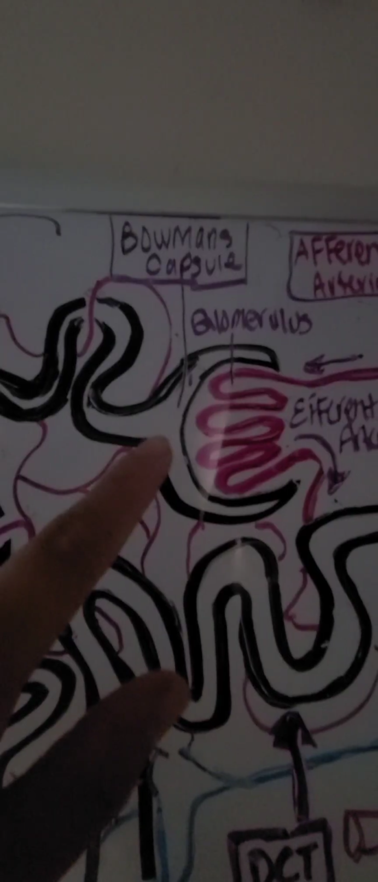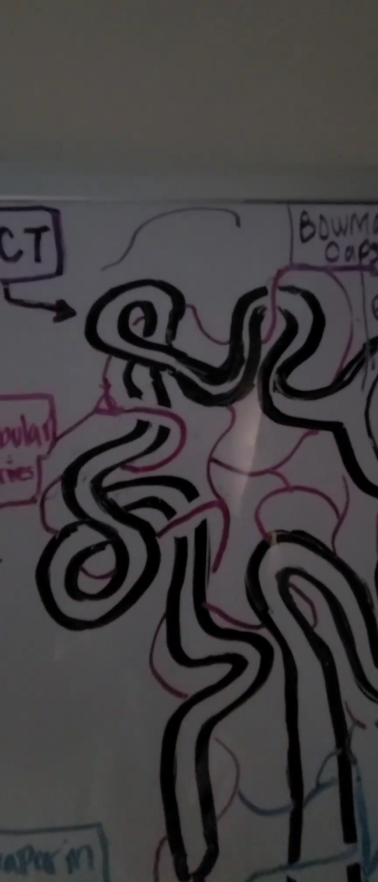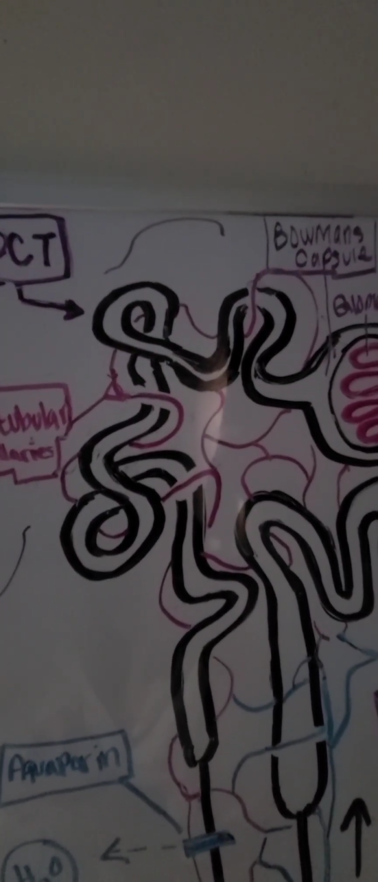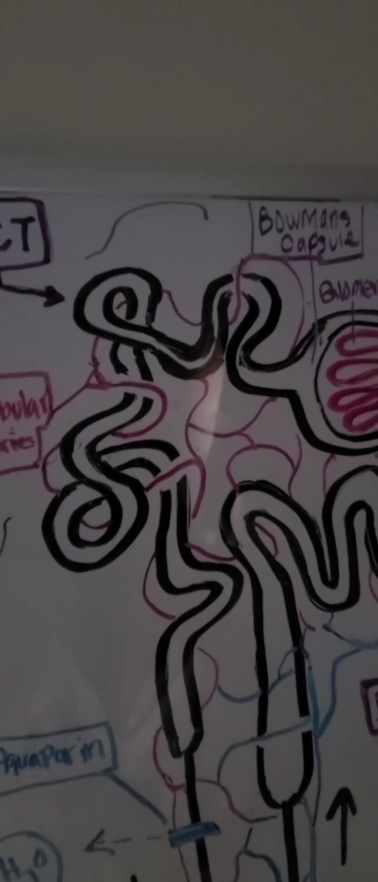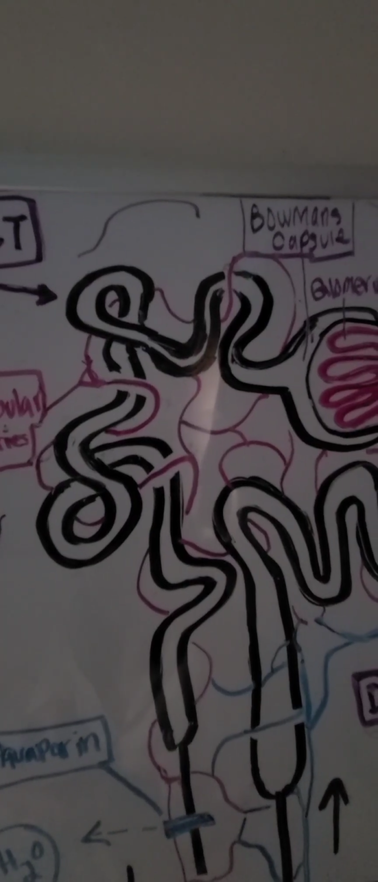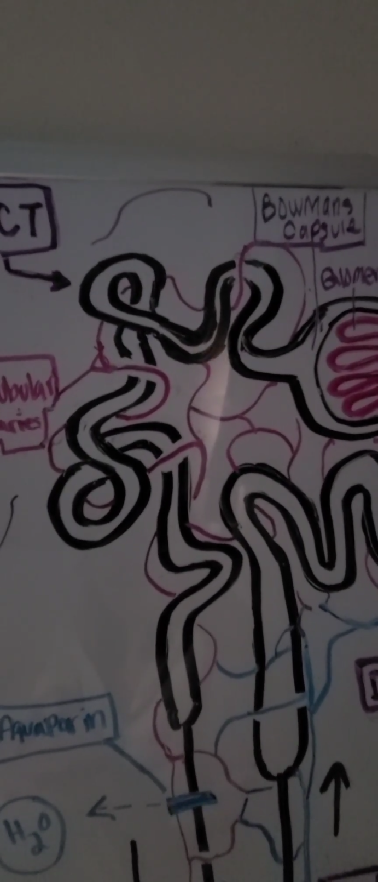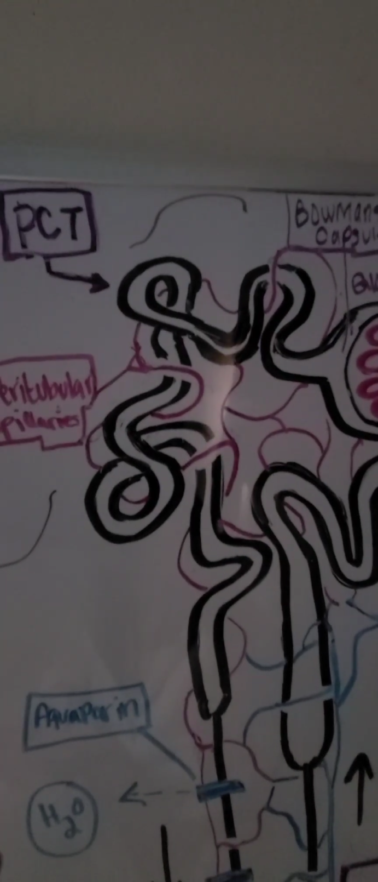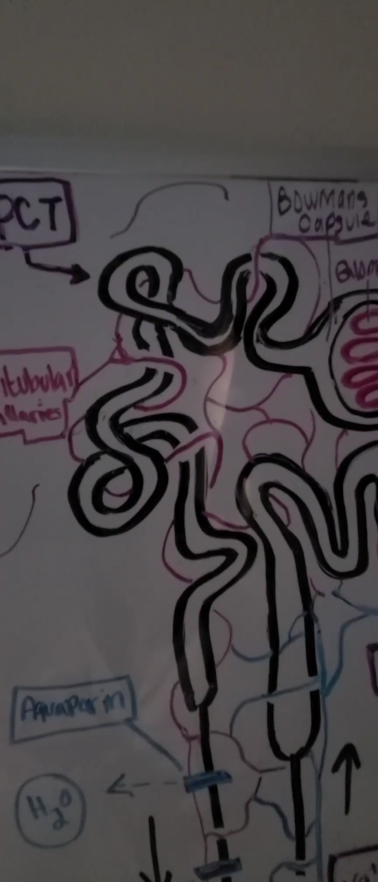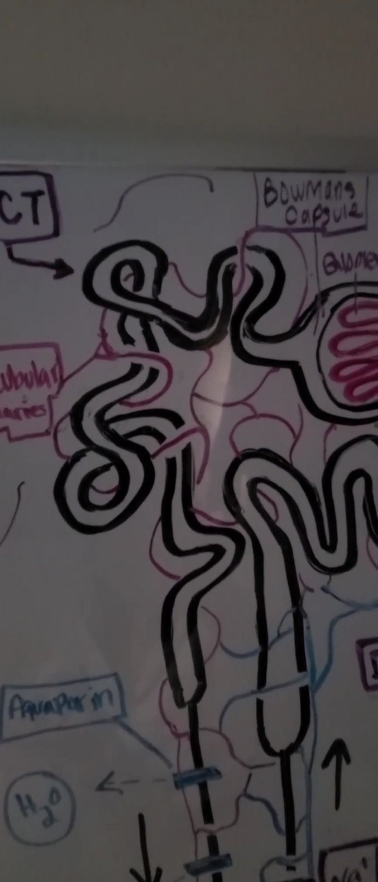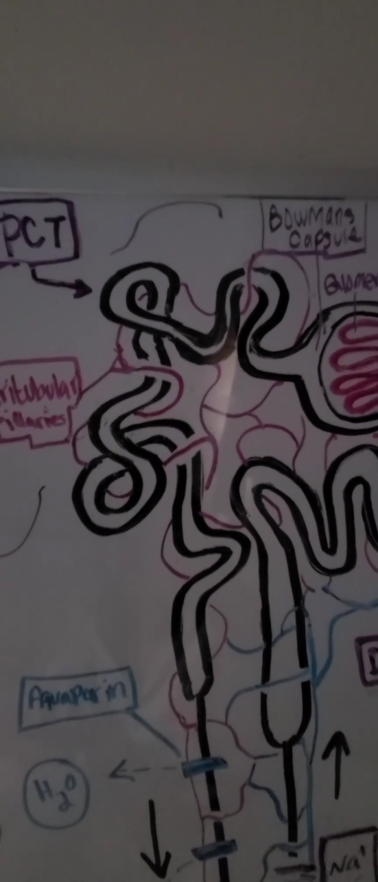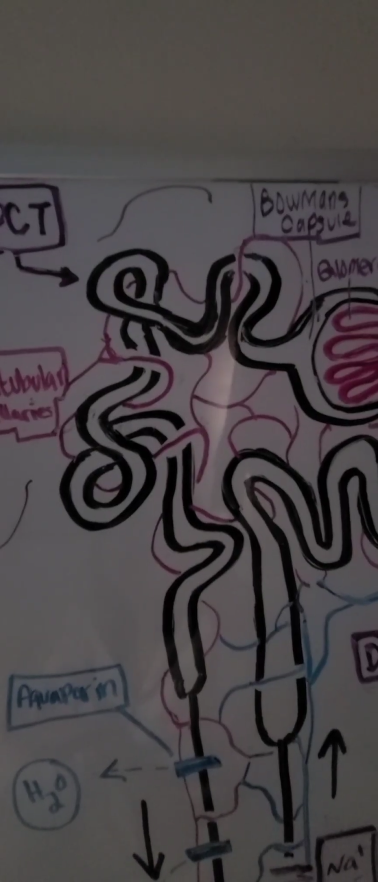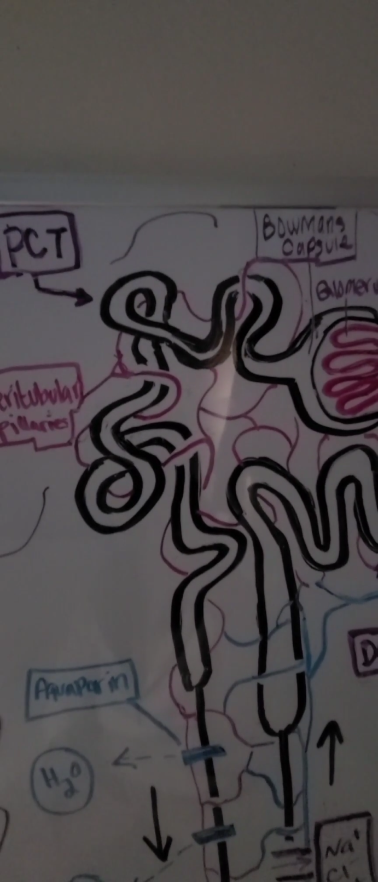These smaller solutes are going to move from the Bowman's capsule and into the proximal convoluted tubule, which we can refer to as the PCT. The PCT is the longest tubule, and it does contain the most coils. It is responsible for the majority of reabsorption, and the PCT does have an abundance of microvilli to increase surface area for reabsorption, and also mitochondria to provide the energy needed for active transport of those solutes.